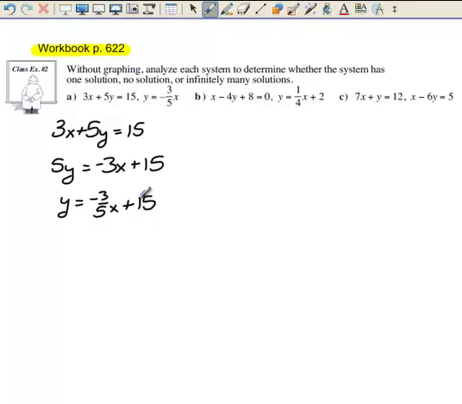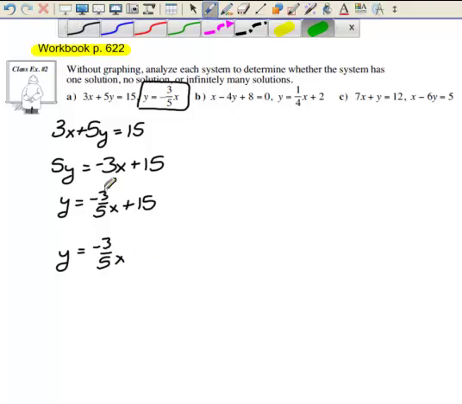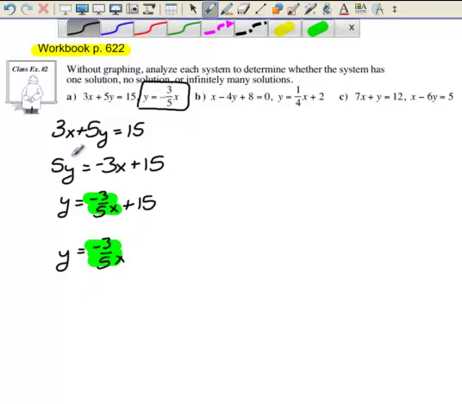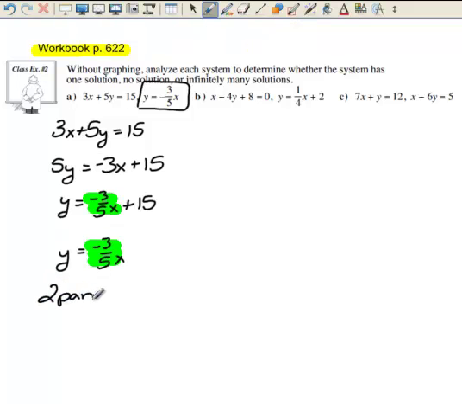So there's my first equation. My second equation was already in the form y equals mx plus b, so y equals negative 3/5 x. There's no y-intercept here, so it just stops there. What I notice right away is that my slope is the same. Each equation has the same slope. That means these are two parallel lines.